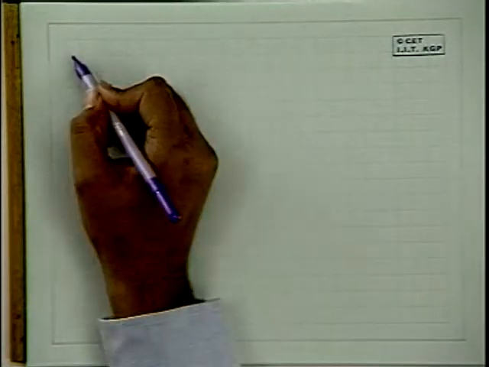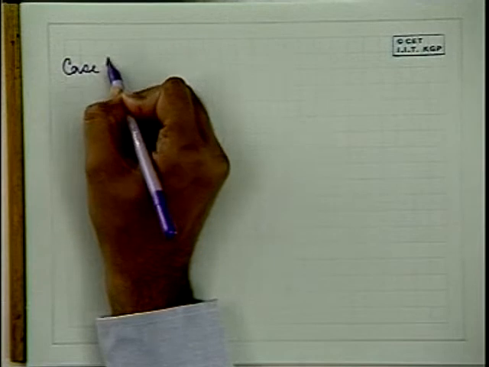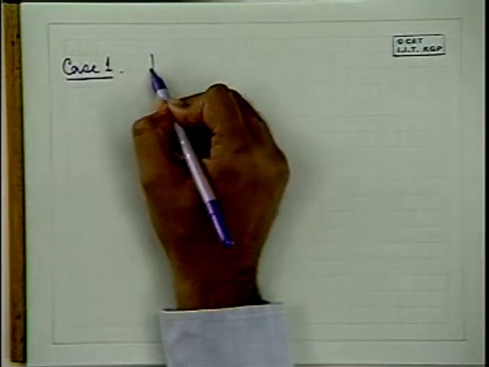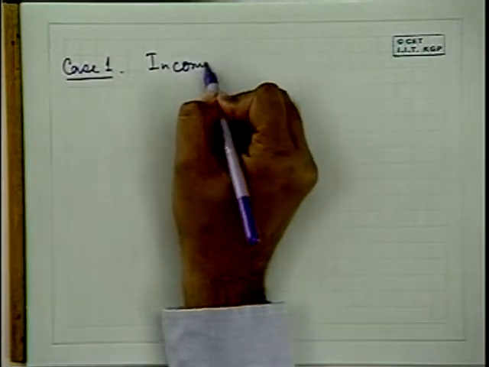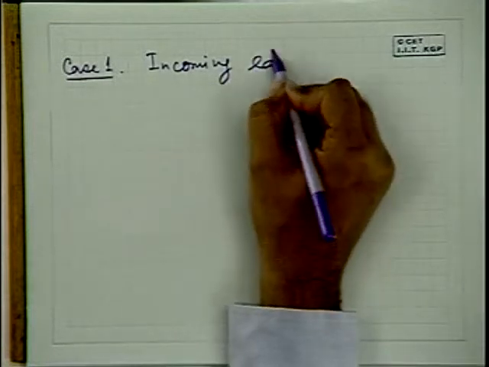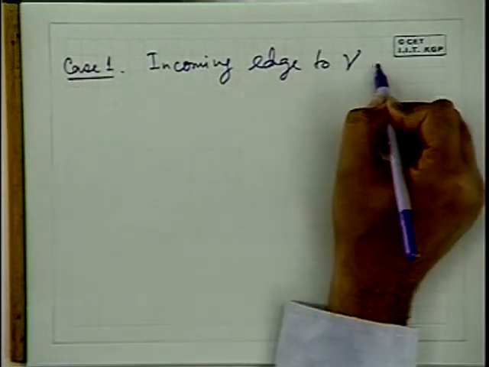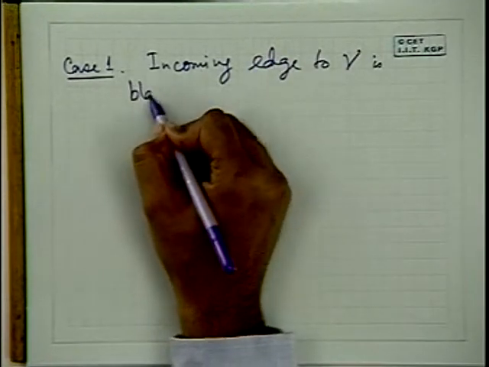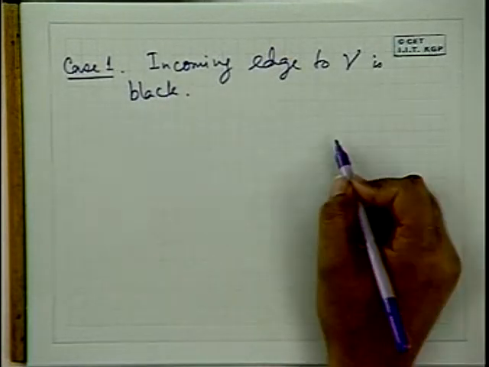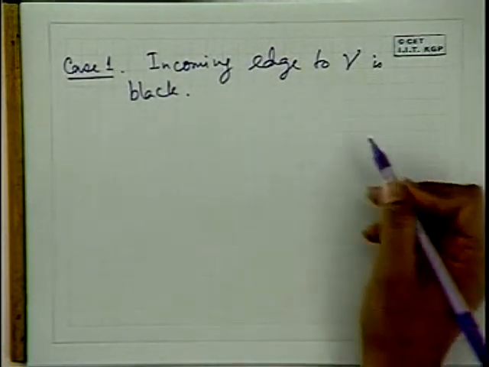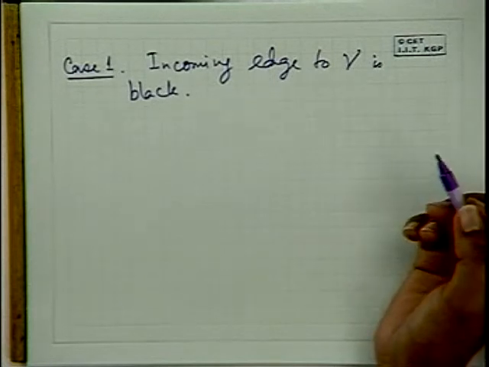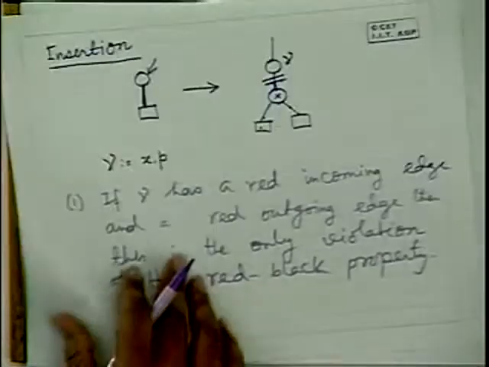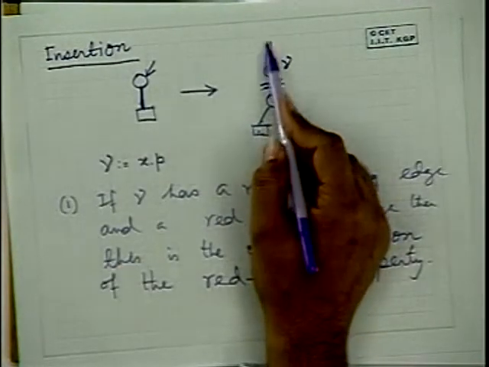So first, case 1. The incoming edge to new is black. What do we do? It's okay. It's done. We are done. We don't have to do anything. You remember? We made this one red and this one is black.